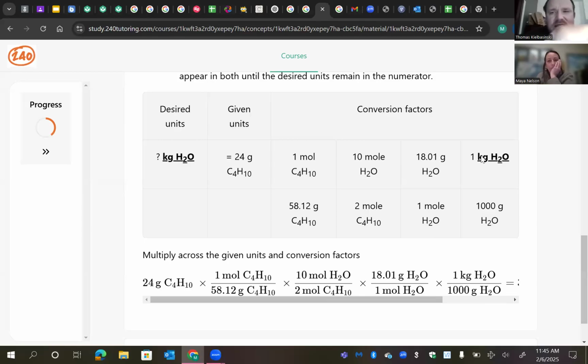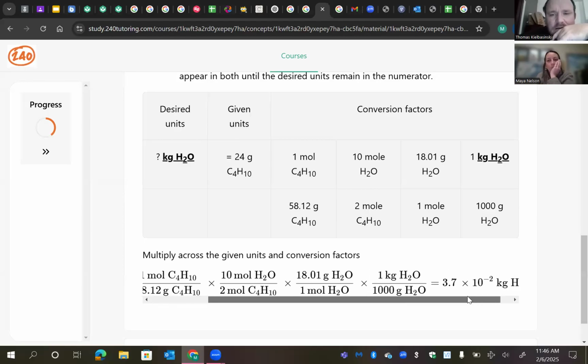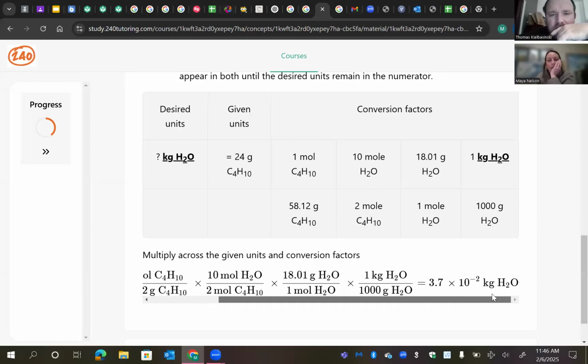Okay, look at the answer down on the bottom. Let's see what the answer is. Is there an answer? Yeah. See, look, multiply across the given units and conversion factors. That's what it says right there. That's what you have to do. So it would be 3.7 times 10 to the negative kilograms H2O, which is water.